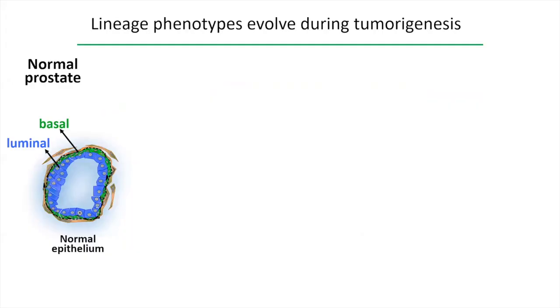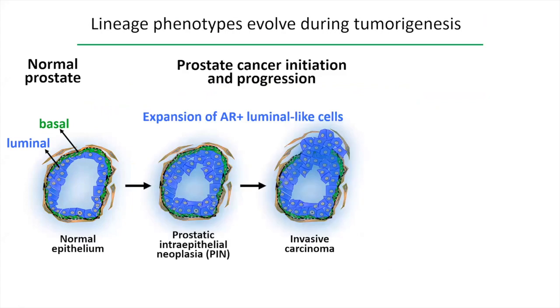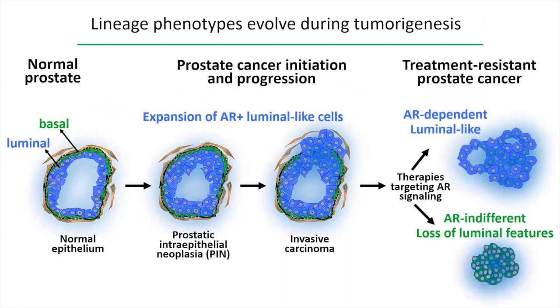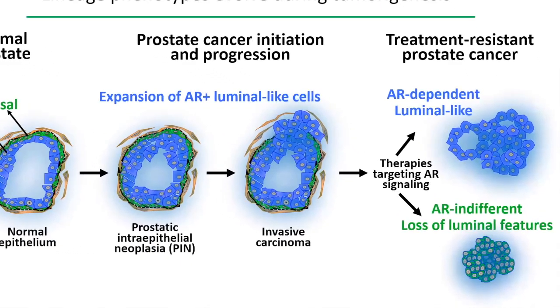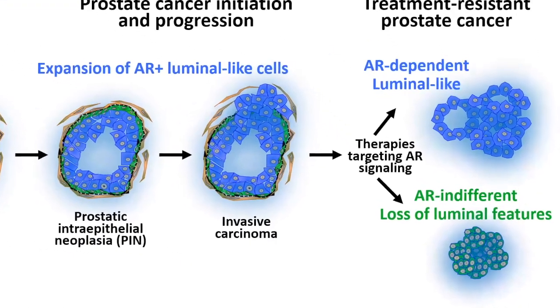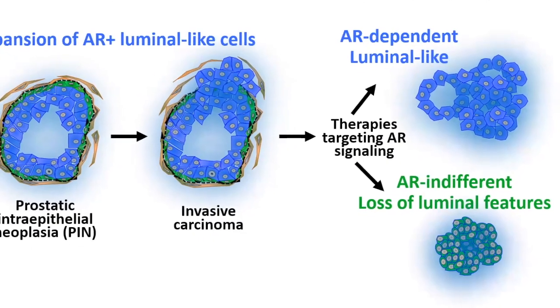The normal prostate epithelium is made up primarily of two layers, basal cells and luminal cells. During cancer initiation, there's an expansion of malignant luminal-like cells that express the androgen receptor. But after AR-targeted therapies, some resistant tumors emerge with a loss of luminal differentiation, and this process is often referred to as lineage infidelity or lineage plasticity.